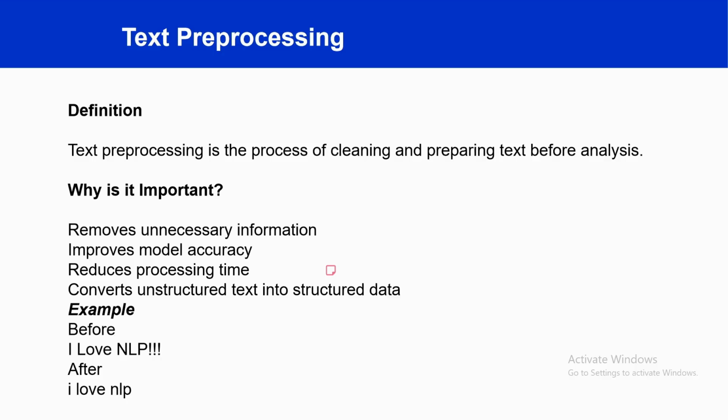The main advantages of text pre-processing are that it removes unnecessary information, improves the model accuracy, and reduces the processing time. Finally, the most important benefit is that it converts unstructured text to structured information so that computers can analyze it efficiently. So it is one of the important steps in NLP.